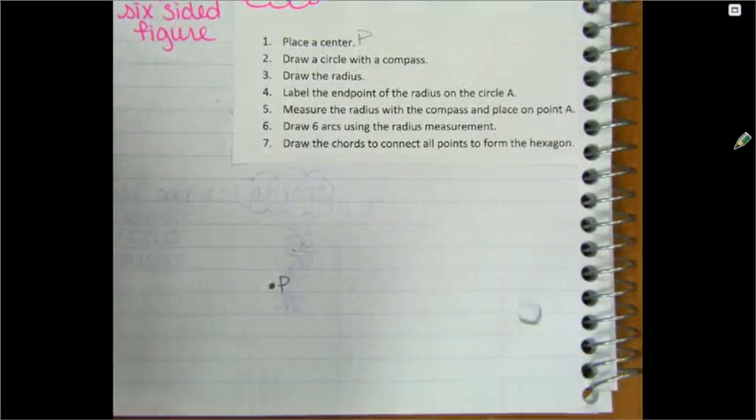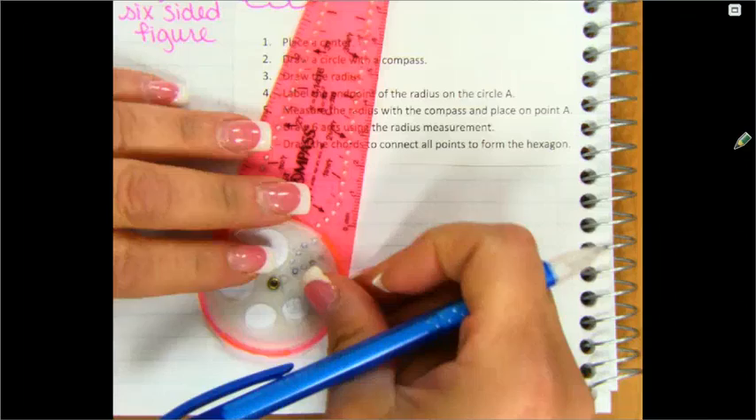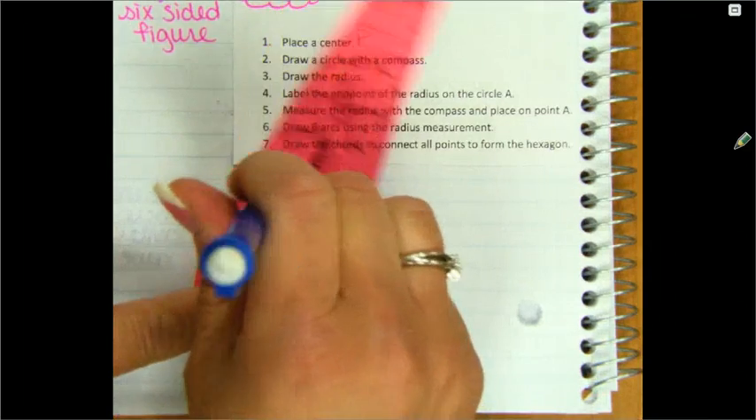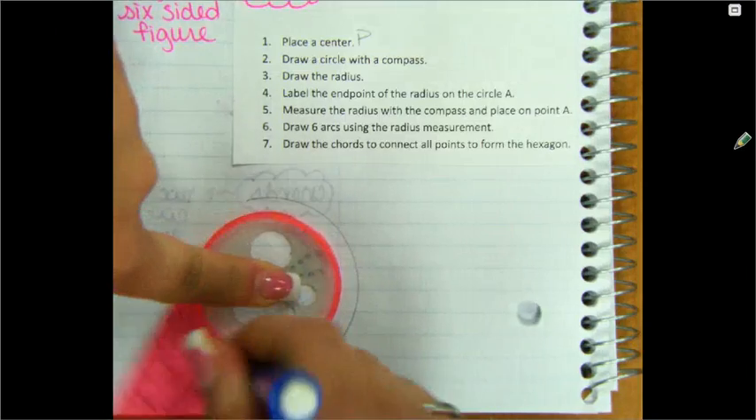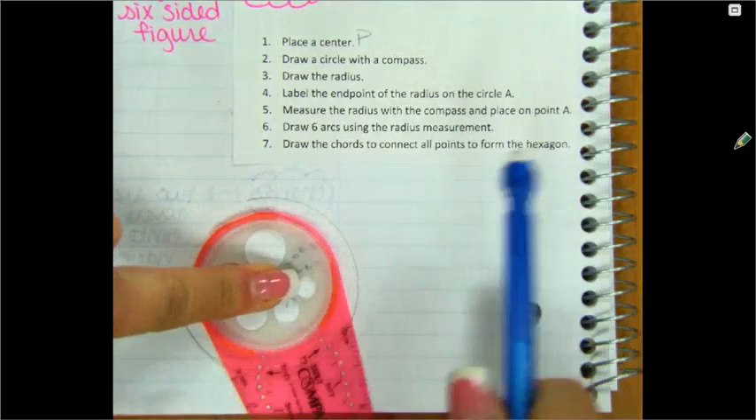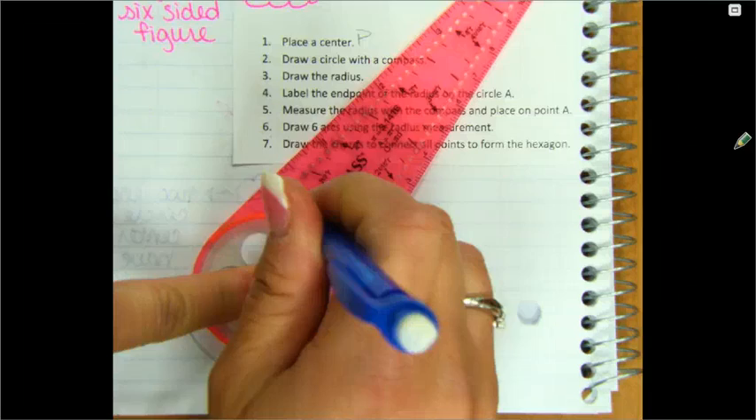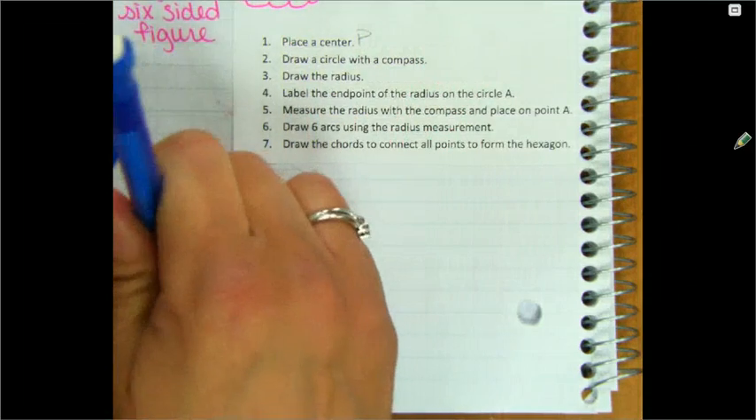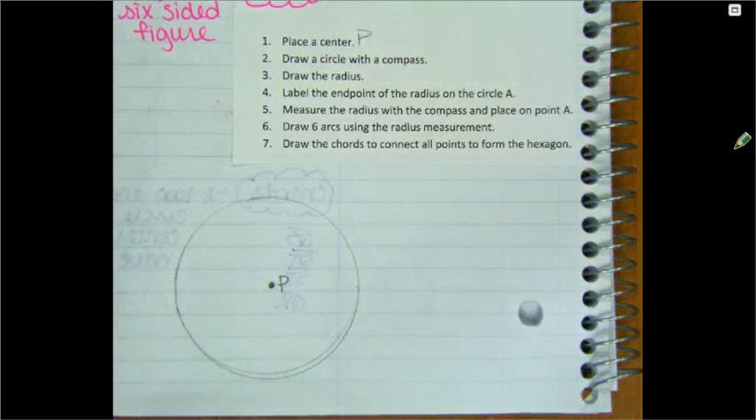Then it says draw a circle with a compass. Why do you think we tell you to use a compass? Anyone know? It's because sometimes people are special. Alright, so there's my circle. It's kind of hard to see, but you can kind of see it.